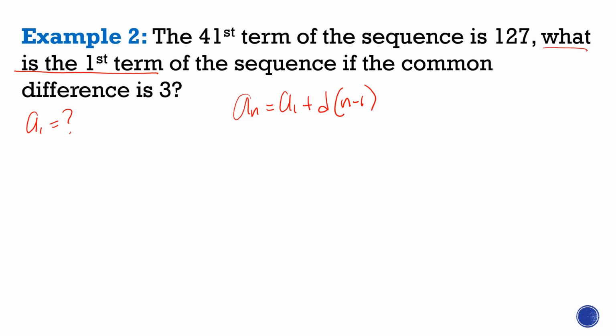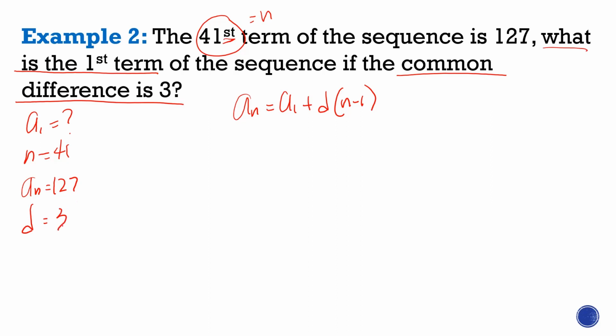Obviously, we have here the 41st term. So I mentioned earlier, every time you see that superscript beside that number, that means we're talking about n, the number of terms in the sequence. And obviously that 127 is your an, because here it's also mentioned that the common difference is positive 3. So after knowing these three variables, we just need to substitute them into the formula.